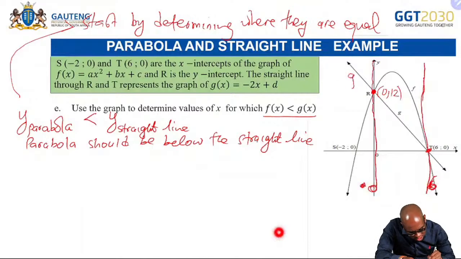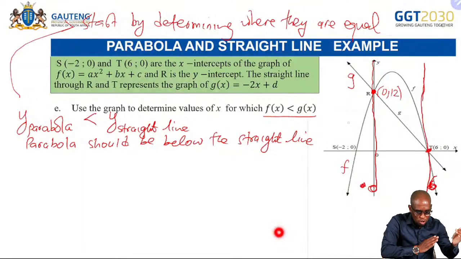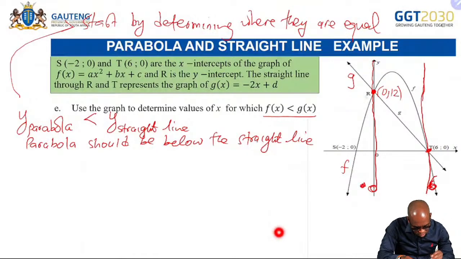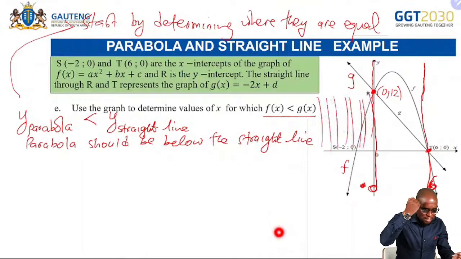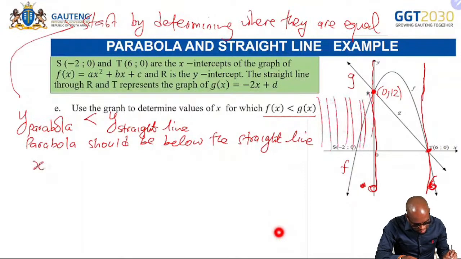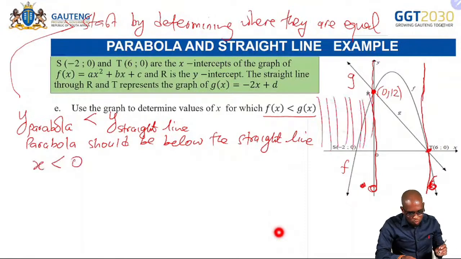You can see this is G, this is F. You can see that the parabola here is below. On this region, you can see that the parabola is below and the straight line is above. How do we define that region? We say x is less than 0, when x is less than 0 on that region.